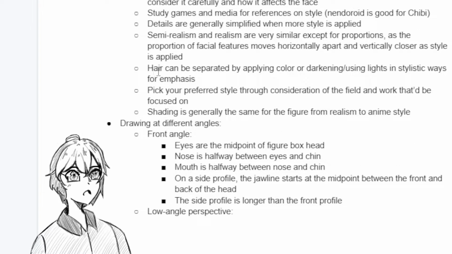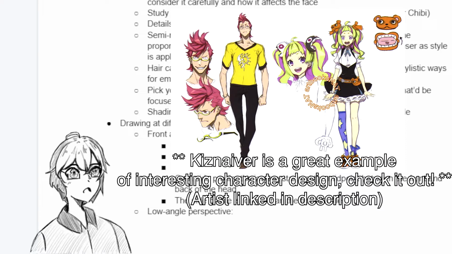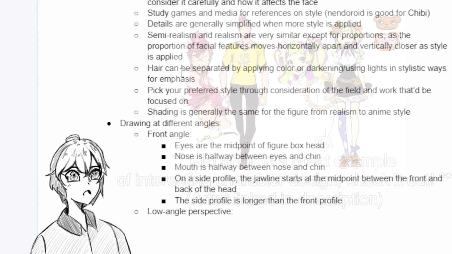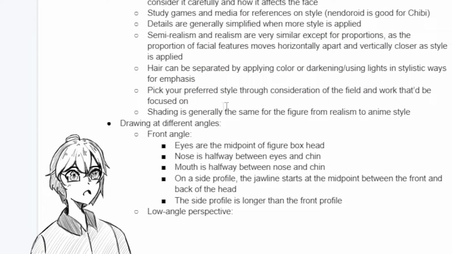And then just some more quick tips. Hair can be separated by applying color or darkening, or using lights in stylistic ways for emphasis. You often see this in anime style illustrations where single color characters with the same uniform hairstyle will generally have darkened hair in the back, or have an entirely different color used as a gradient on the back end to show a shadow and give it a little bit more dynamic feeling for the lighting on the hair.